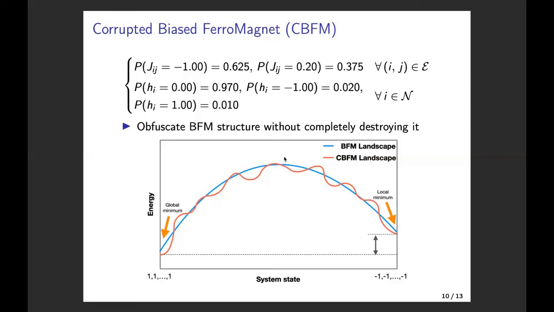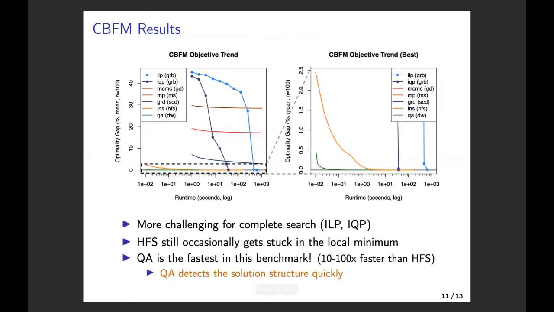As illustrated in the diagram, the energy landscape of CBFM looks similar to BFM in the sense that the all ones configuration is still around the global minimum, and so is the all -1s configuration. Then we tried to solve CBFM again with the 7 algorithms, and here are the results. Firstly, we observed that this problem is more challenging for complete search. In the plot, the purple line can only find the solution after a few seconds, and this is because we hide the structure of BFM.